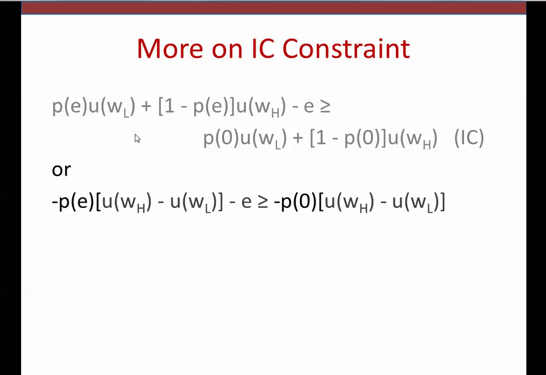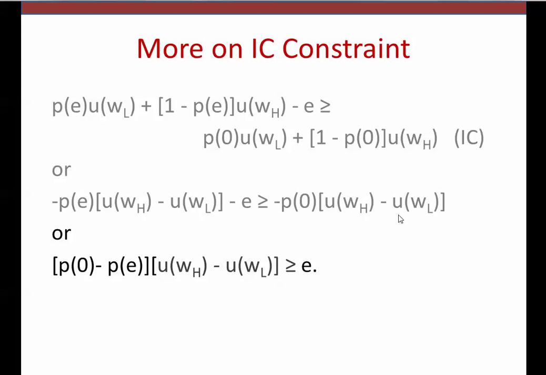You can rewrite the incentive compatibility constraint. We can subtract off U of WH from both sides, and when we do that, what we have left is this. So this is algebra by subtracting off U of WH from both sides. And then you can bring the E over to this side and bring the minus P0 times U of WH minus U of WL over to the other side, and what you get is this. So this is the same as the incentive compatibility constraint. It's just a rewrite.